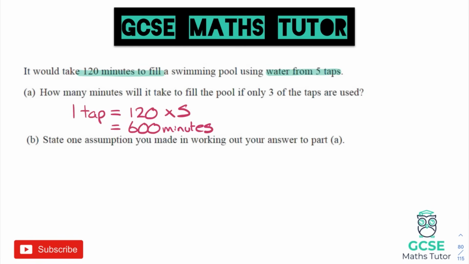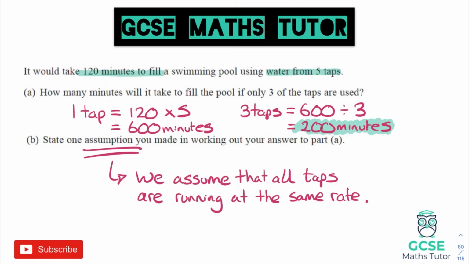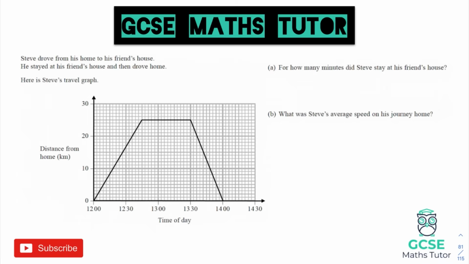So in order to find one tap or one worker, you would have to multiply to get that amount. You can then divide it back down when you increase the amount of either taps or workers or whatever the question's about, but we assume that they are all running at the same rate, and that's our assumption.